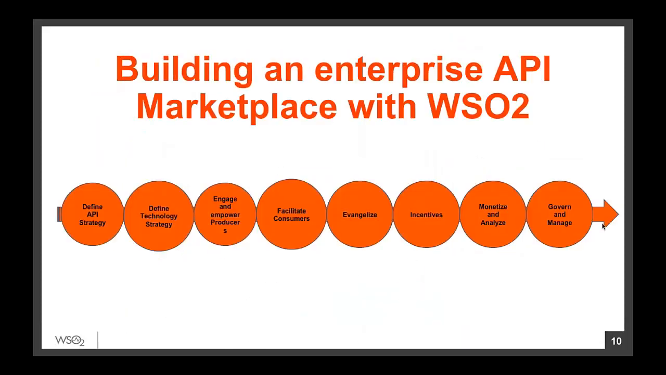So if you go back to that list that I had, facilitating consumers means that you need to have a UI for API producers to publish APIs. But at the same time, you need to be able to tie into an organizational process.